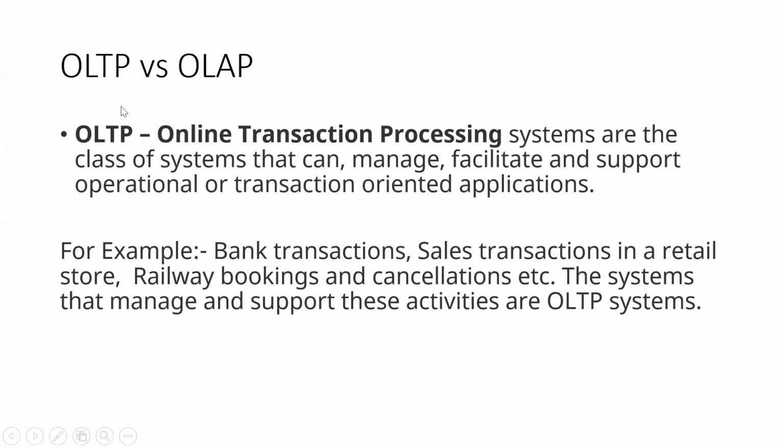So OLTP is nothing but whatever transaction happens at the source side directly with the customer. Those raw data are stored in some databases, and those are called OLTP, or online transaction processing systems. For example, I just mentioned banking transactions. We do lots of credit and debit transactions, and those are also stored in some databases.